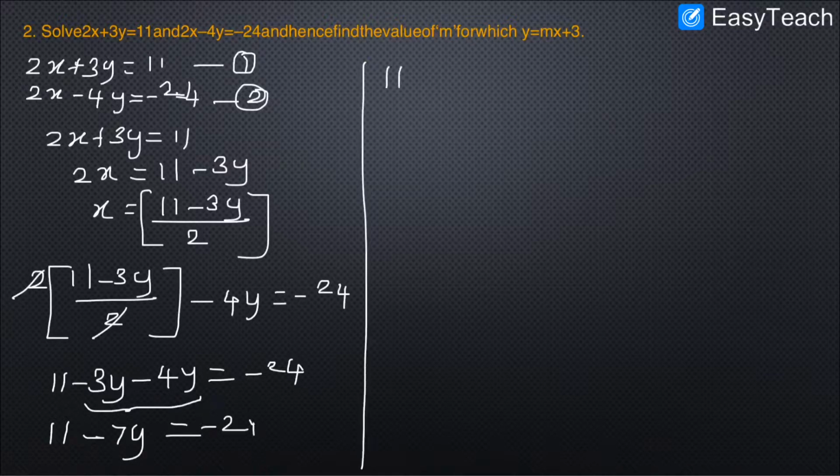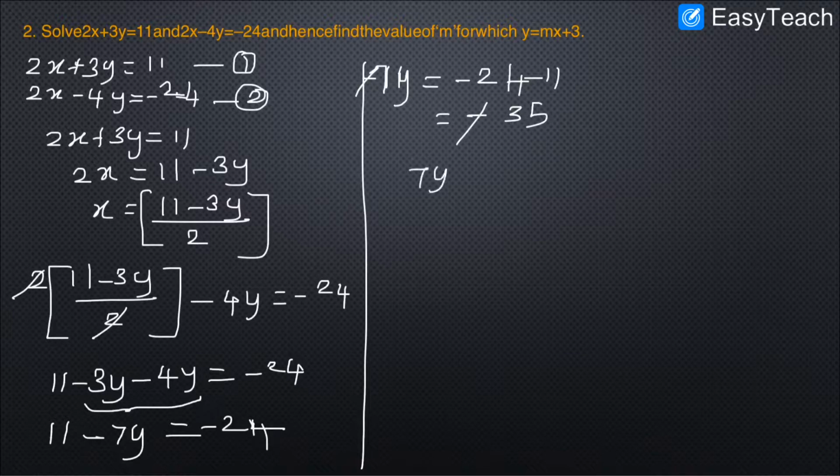Minus 7y equals minus 24 minus 11. If I bring the 11 to the other side, it becomes minus 11, and minus 24 minus 11 gives me minus 35. So minus 7y equals minus 35. I cut the minus on both sides. So the remaining is 7y equals 35, y equals 5.